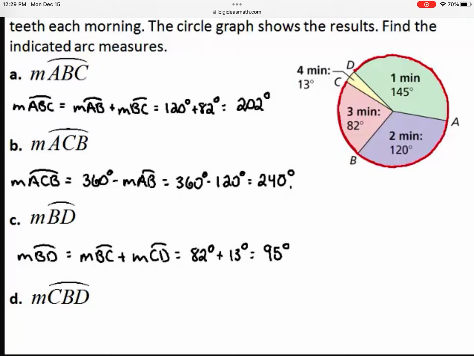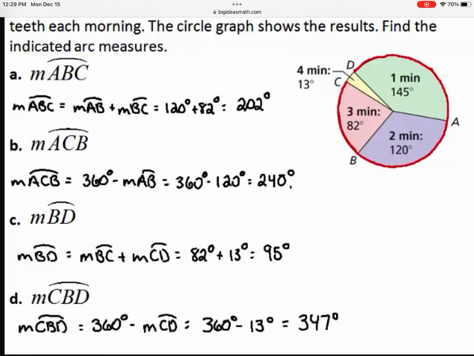Part D, the measure of arc CBD. So the measure of arc CBD equals 360 degrees minus the measure of arc CD, which equals 360 degrees minus 13 degrees, which equals 347 degrees.